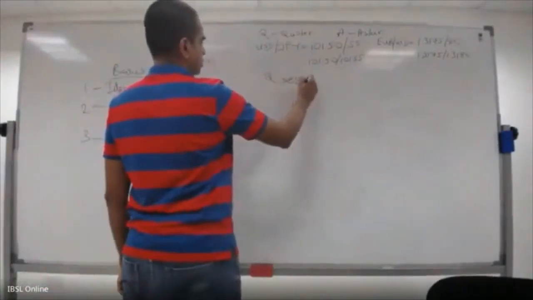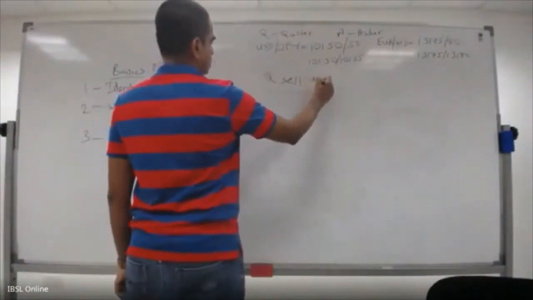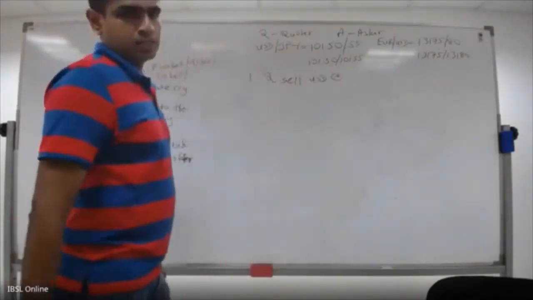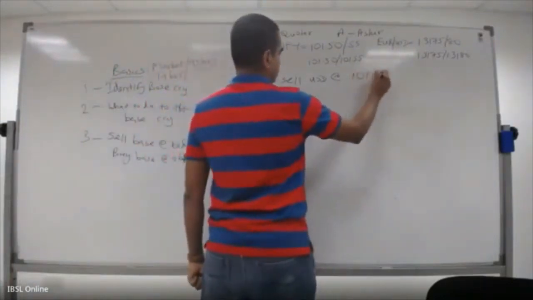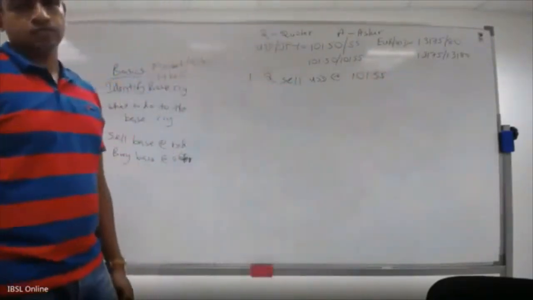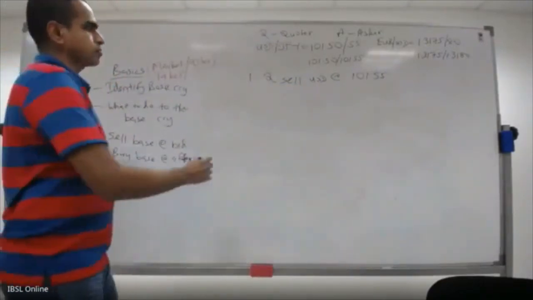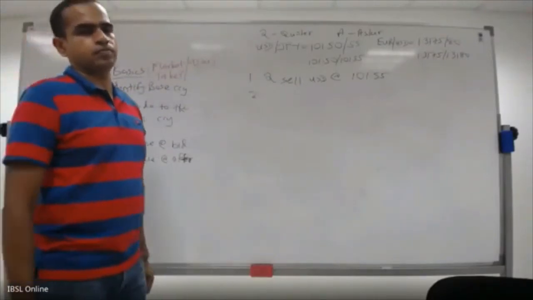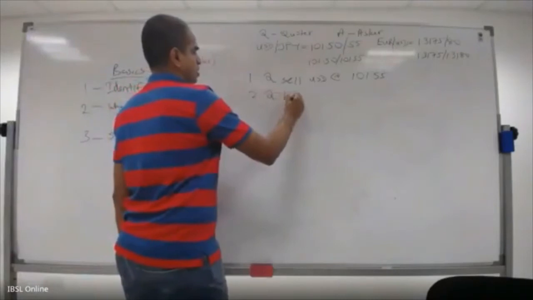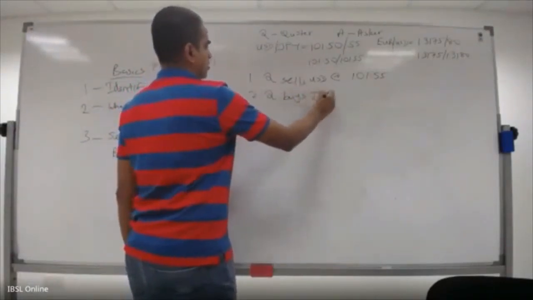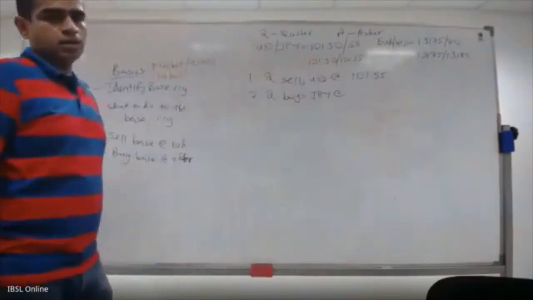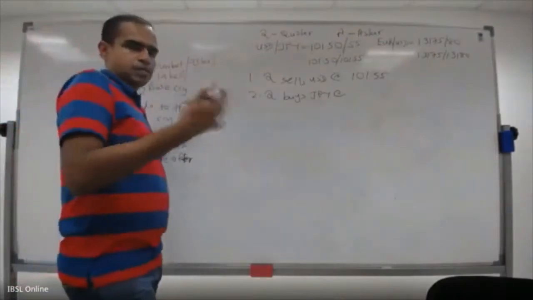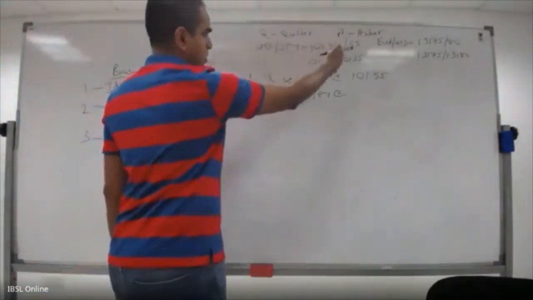Quota sells dollars at the higher price, which is 101.55. Second one, quota buys yen. And if the quota is buying yen, that means he is selling dollars. Buying yen is selling dollars, or the market will sell mangoes at the higher price.